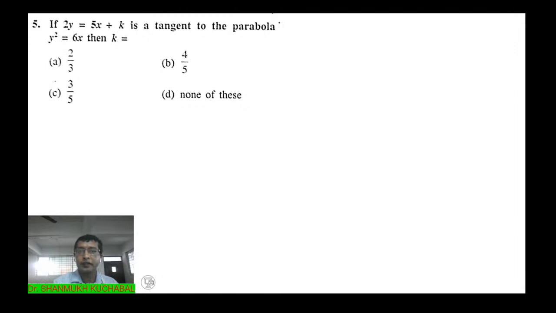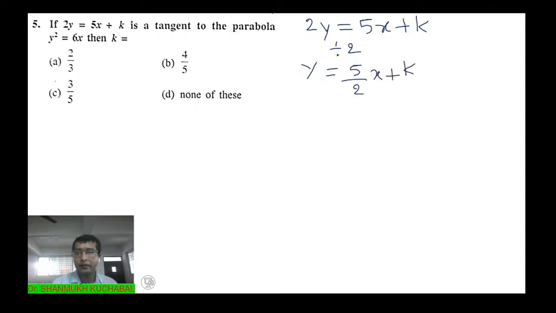So here the given equation is 2y equal to 5x plus k. So further we divide by 2. Dividing by 2, we get an equation as y equal to 5 by 2 x plus k by 2. So further we have a parabola, it is y square equal to 6x.